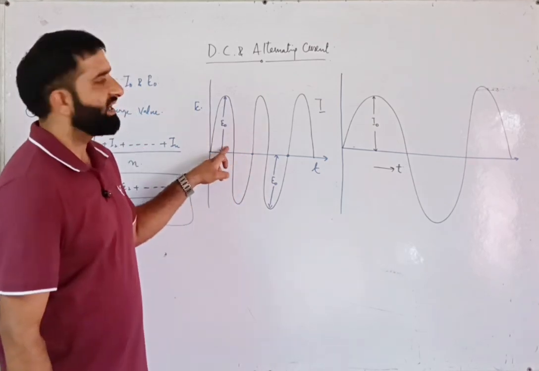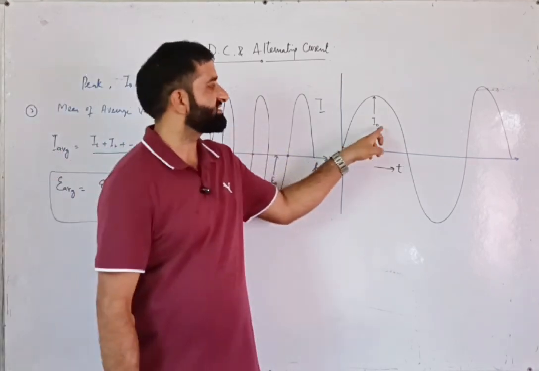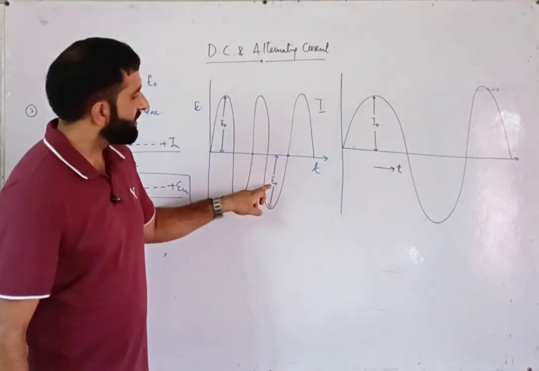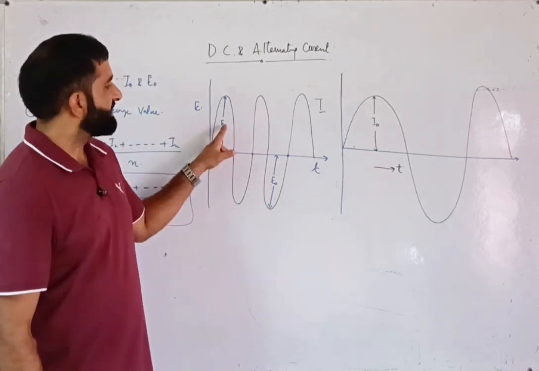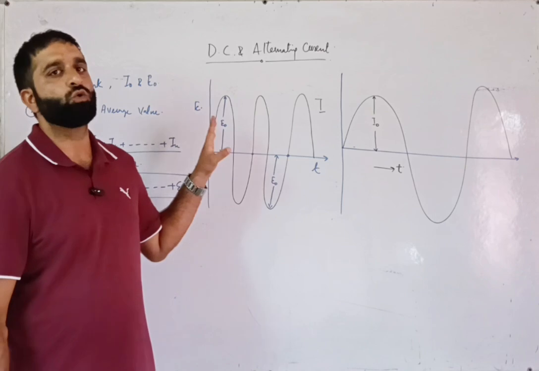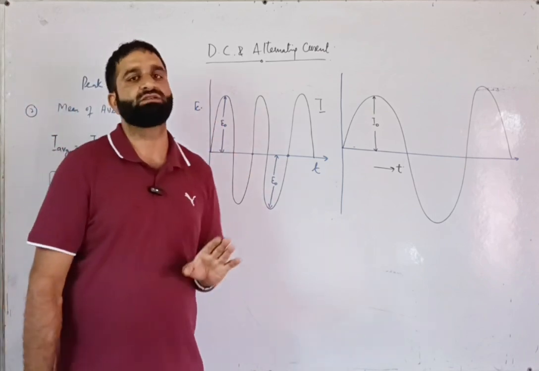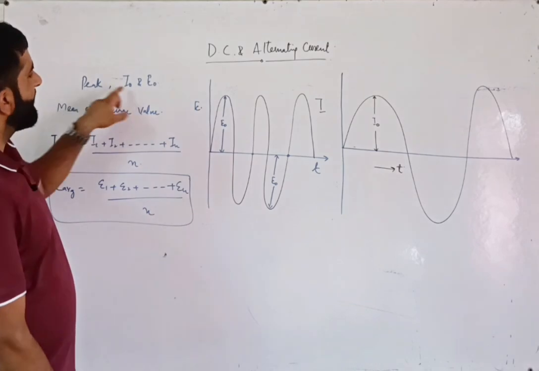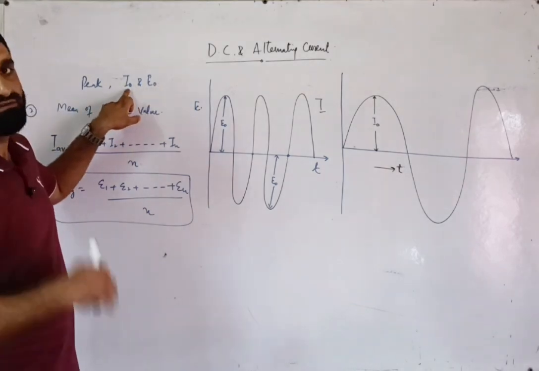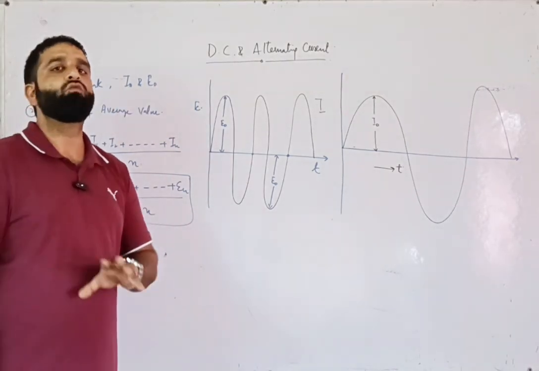So here we have the maximum value of the voltage as E0, and the maximum value of the current as I0. Here we also have the minimum value, minus E0, but talking magnitude-wise, the magnitude here and here is the same. Both E0 and minus E0 are called the peak values, taking the magnitude only. So peak values are defined by I0 and E0. I0 is the peak value of the current, E0 is the peak value of the voltage or EMF.